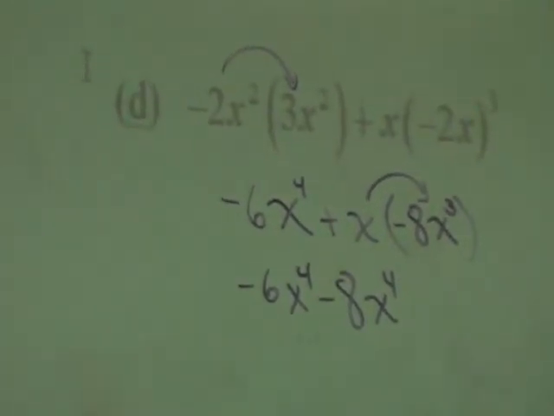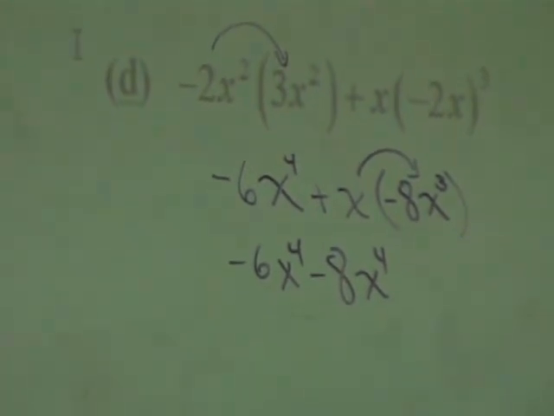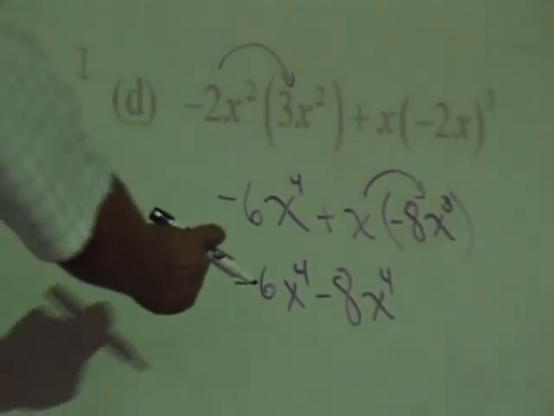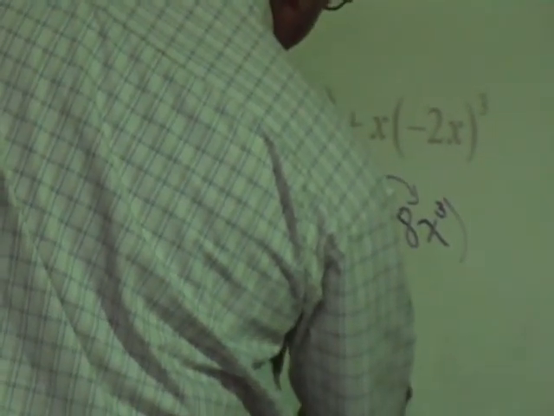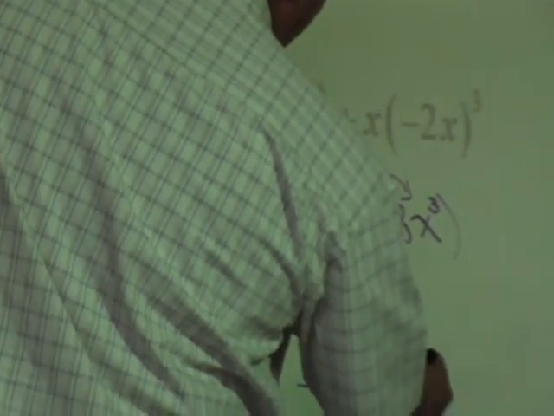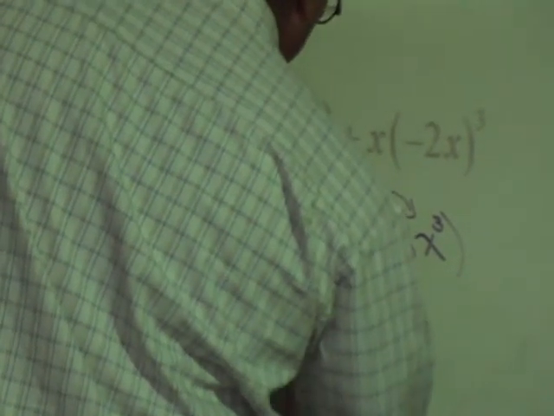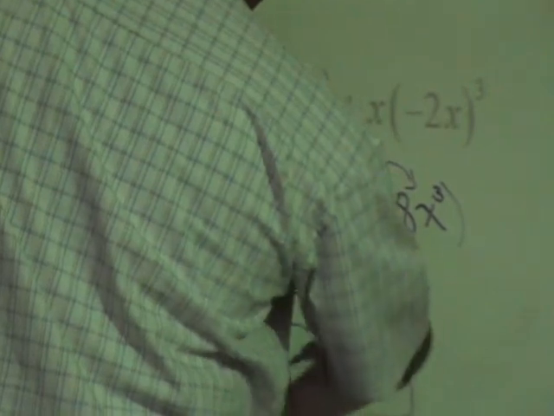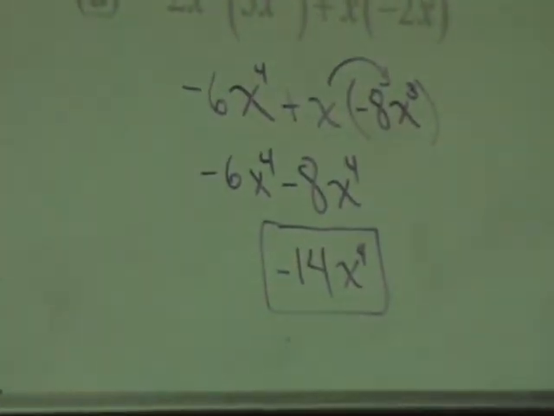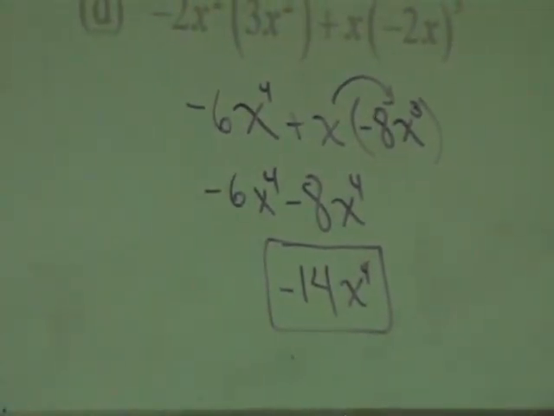Yeah, they have the same power of x. So we add their coefficients. Negative 6 and negative 8. Negative 14 what? To the 4th. That's right. We don't change the exponent here anymore because we're just combining like terms. We're not multiplying that exponent. So that's it for question number 2.